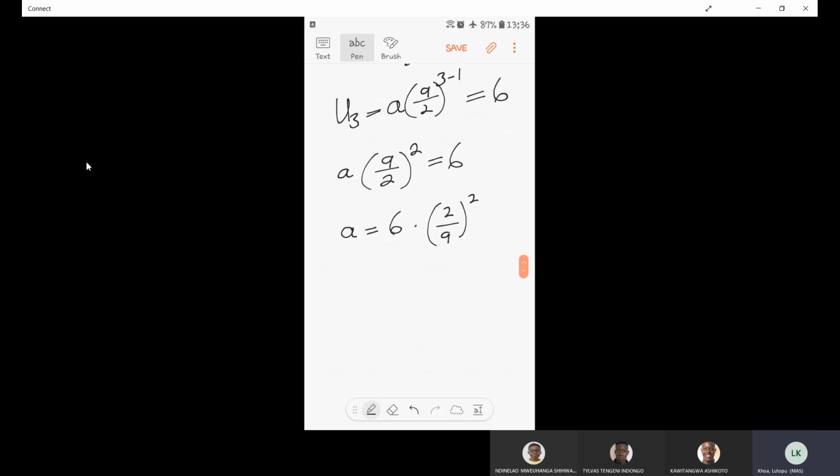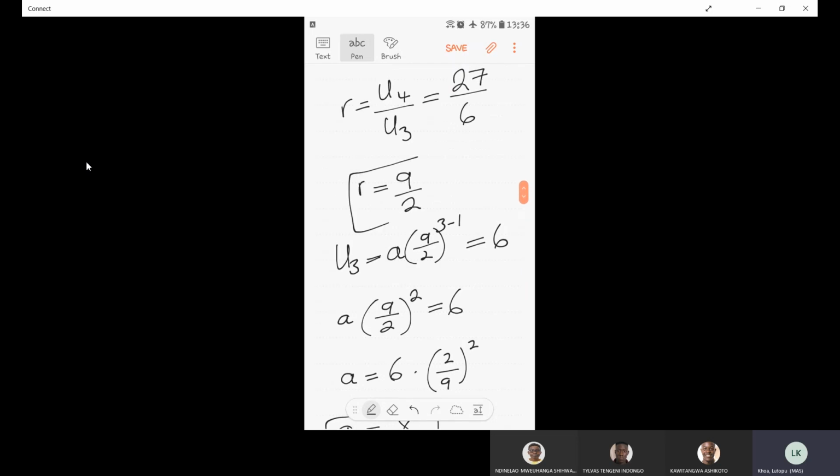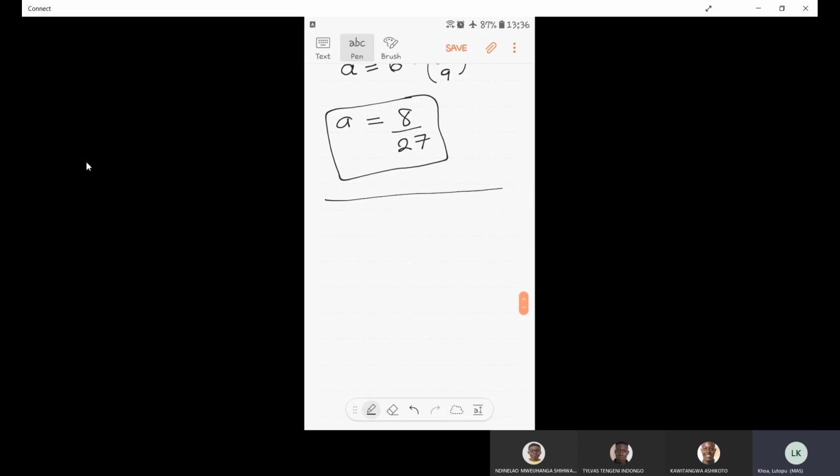So this, you can just work it out on your calculator. This is 24 over 81. And this gives you 8 over 27. Okay, so now you know what your A is. A is 8 over 27, and R, when we worked it out, R is 9 over 2. So that one is not too difficult, pretty simple to do.